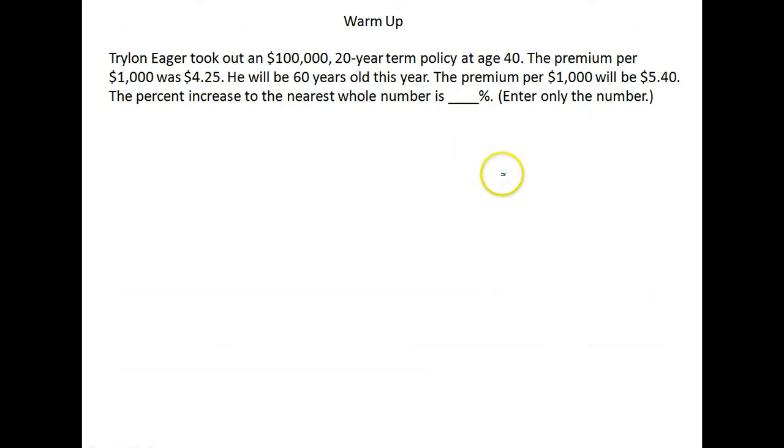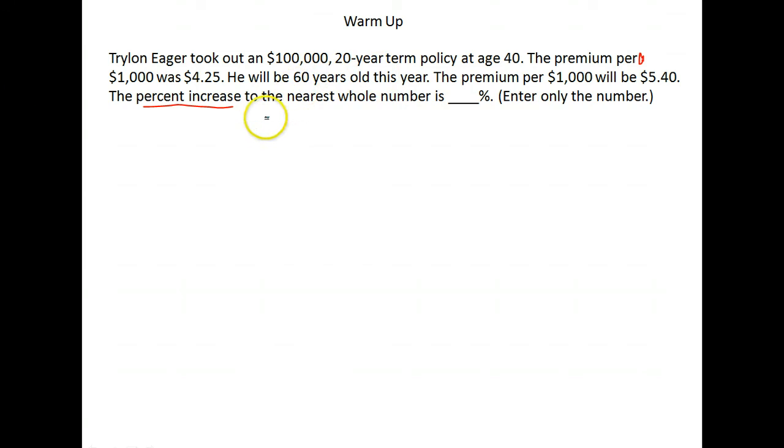Right, here's Trilon Eager. He took out a $100,000 20-year term policy at age 40. The premium per thousand was $4.25. He'll be 60 years old this year, and the premium will be $5.40. The percent of increase to the nearest whole number is this percent.